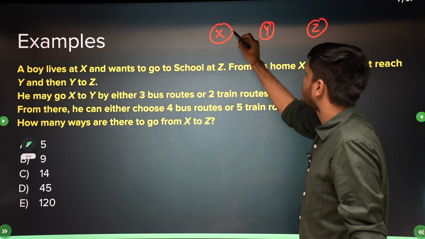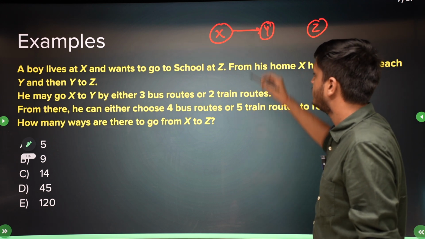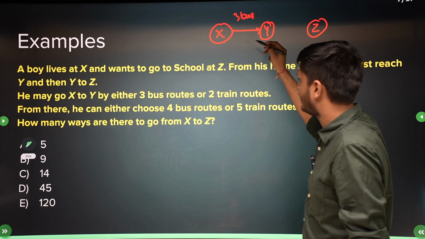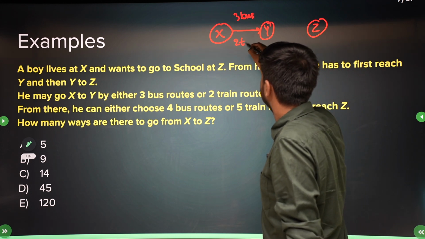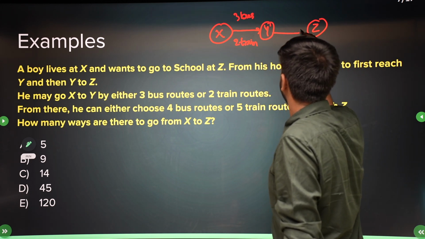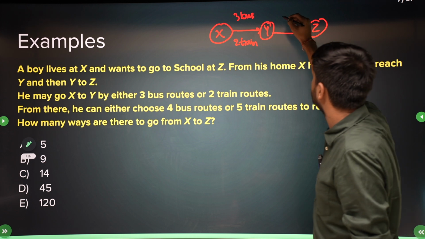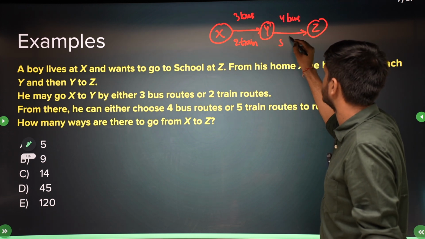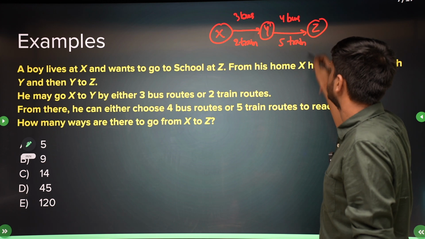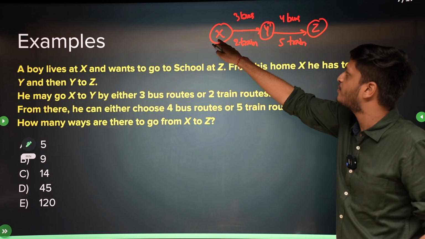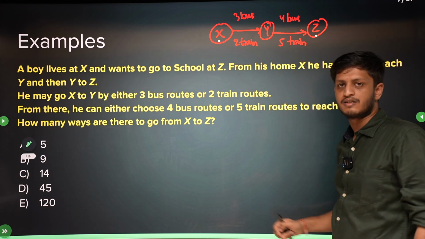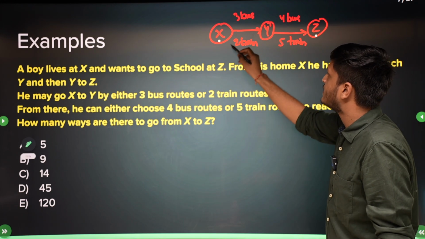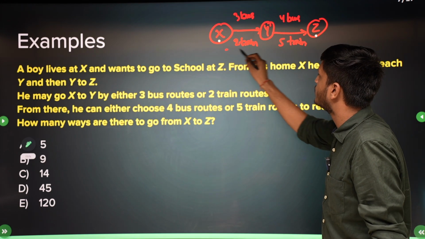Okay, from X to Y there are 3 bus routes and 2 train routes. From Y to Z there are 4 bus routes and there are 5 train routes. So in how many ways can I reach from X to Z? That's what the question is. Okay, so think about it. Consider this task as one. In how many ways can I reach from X to Y?